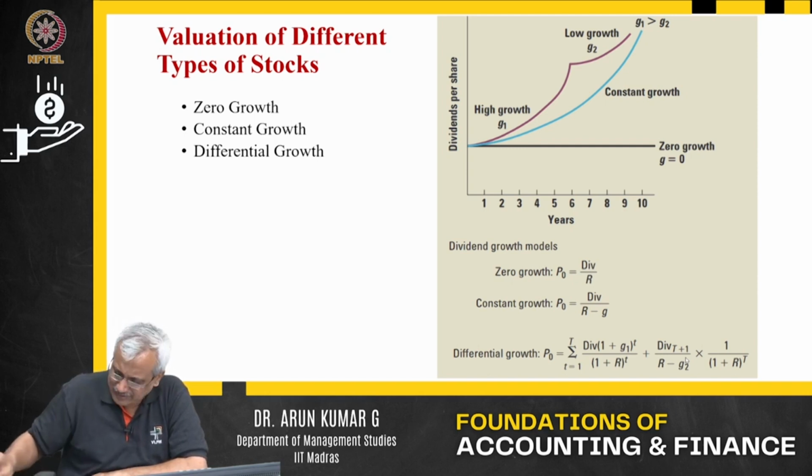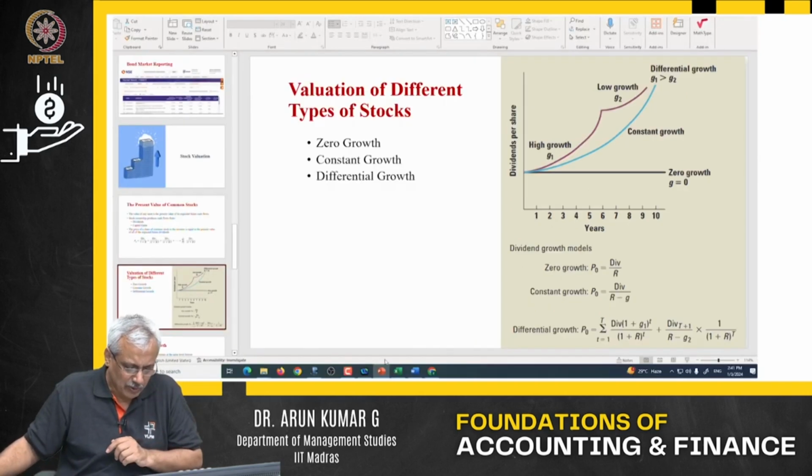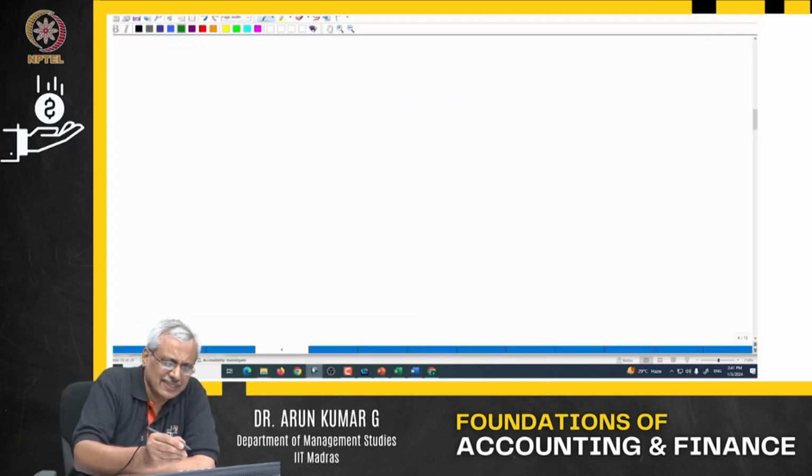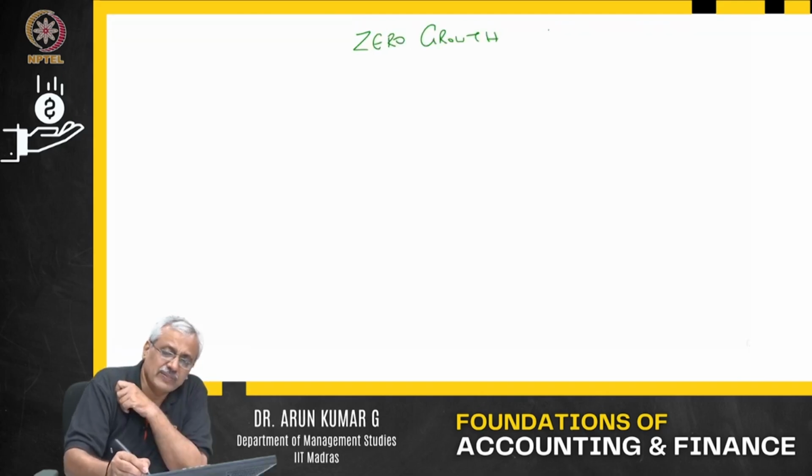For example, let me go to the whiteboard out here. Let us say a constant, zero growth stock, zero growth dividend.